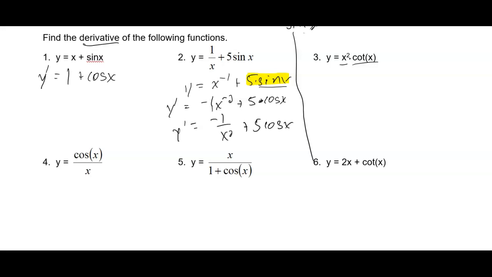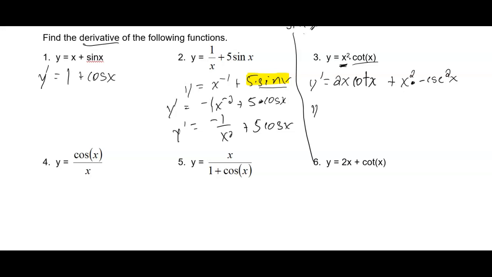We need to now recognize that when we start dealing with our new things, which in this case is the derivatives of trig functions. So this is a product. So we would have to take the derivative of this first term, which is 2x, and then leave the second term unchanged. Then with the product rule, you would add, leave the first term alone. And the derivative of the second term is a negative cosecant squared of x. That was the derivative of cotangent.